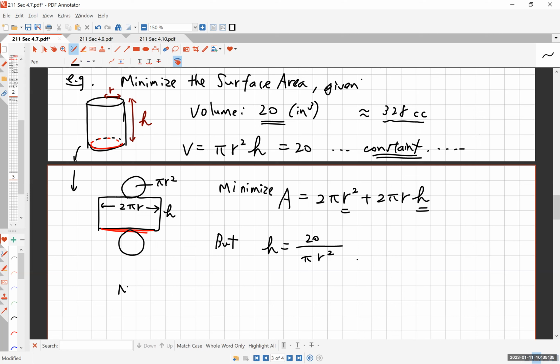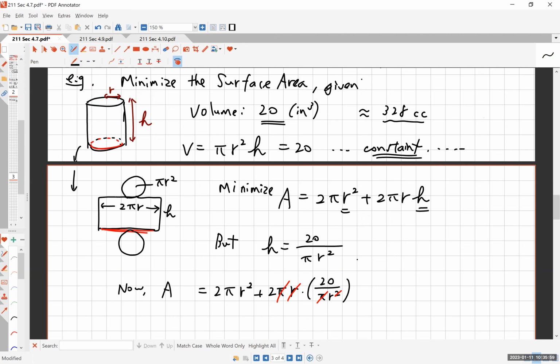So now A can be written as a function of one variable, I hope: 2 pi r squared plus 2 pi r times h, which is now replaced with 20 over pi r squared. All right, and easily you can cancel the pi, and one of these r's can be canceled.